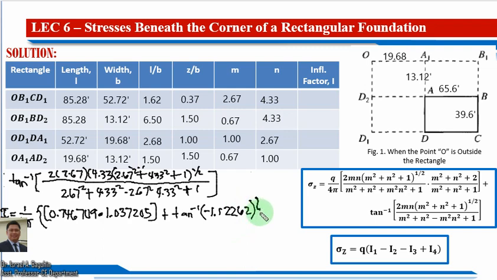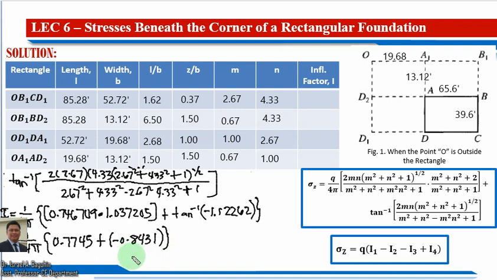Okay, and proceeding, we have now this value of our I, which is 1 over 4 pi times this one, which is just equal to 0.7745, plus the result of this one, inverse tangent of this, which is just equal to negative 0.8431.